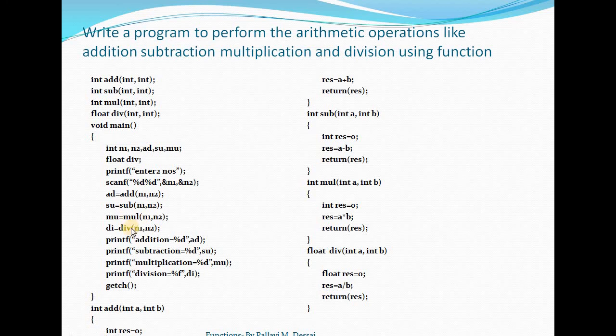Similarly, sub function, mul function and div function. With this statement the control will jump over here, with this statement the control will jump over here, and with this statement the control will jump over here. When all these functions return back, these statements will get replaced by the values in the result. In the next 4 statements I have just displayed the results, and the program ends with this curly bracket. So this is the simplest function. You can use such type of functions with different operations.